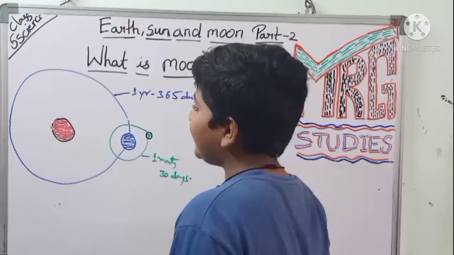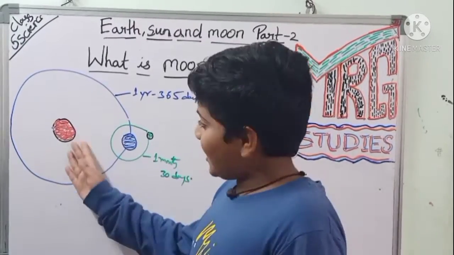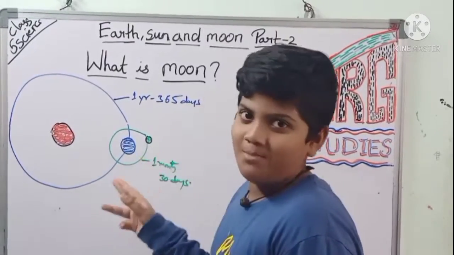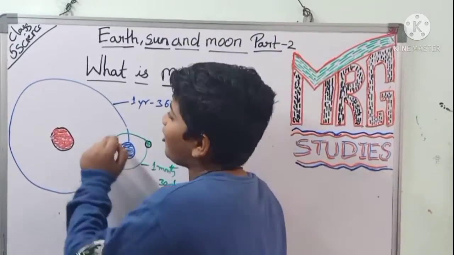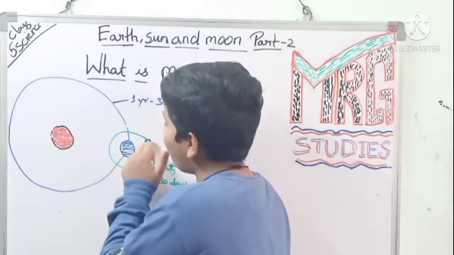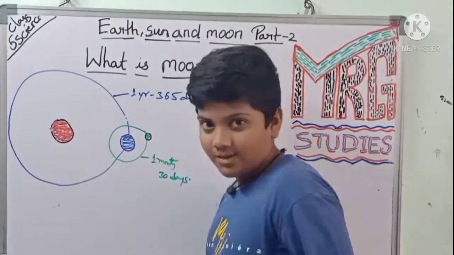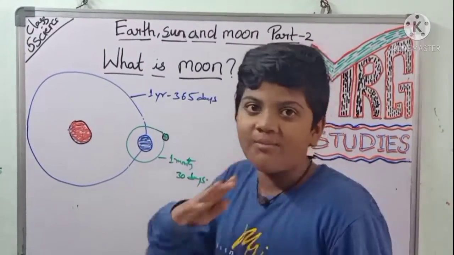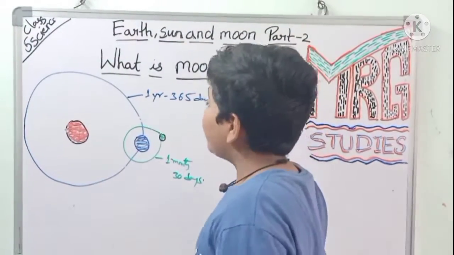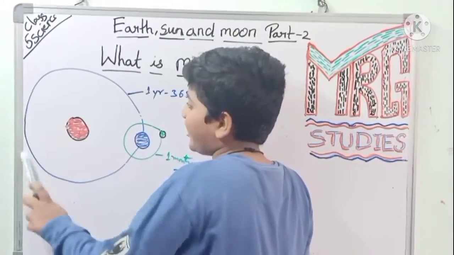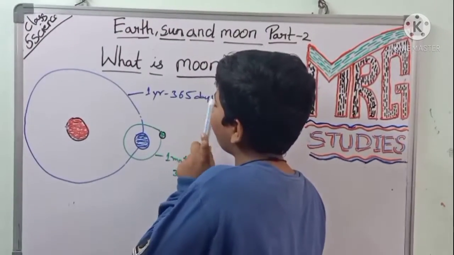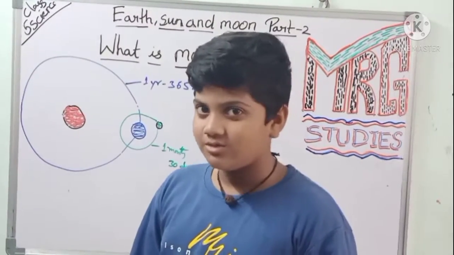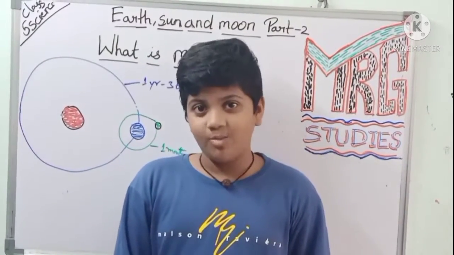See friends, this is the Sun, this is the Earth, this is the Moon. The Earth goes around the Sun and the Moon goes around the Earth. The Moon goes around its circle in 1 month, 30 days. The Earth goes around its circle in 1 year, 365 days. Okay? You understand, friends? I hope you understand.